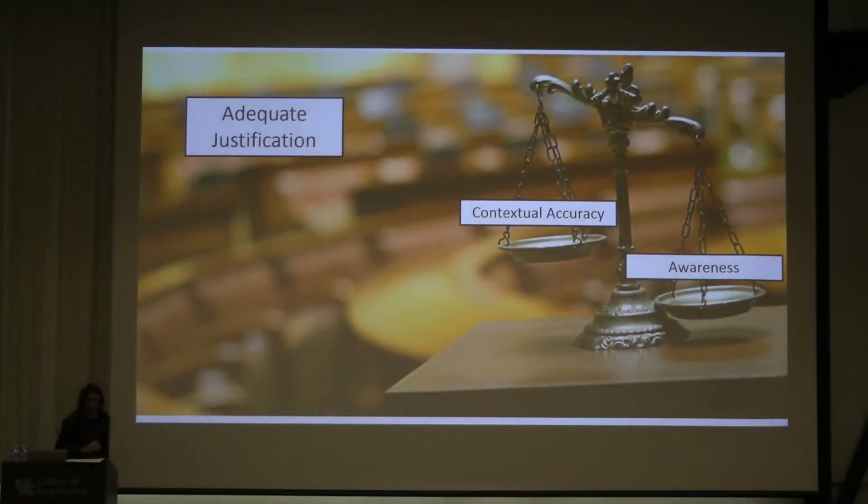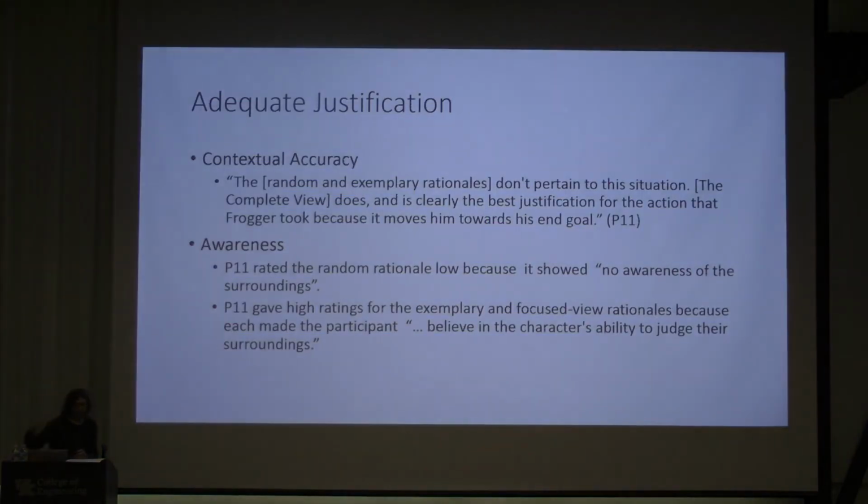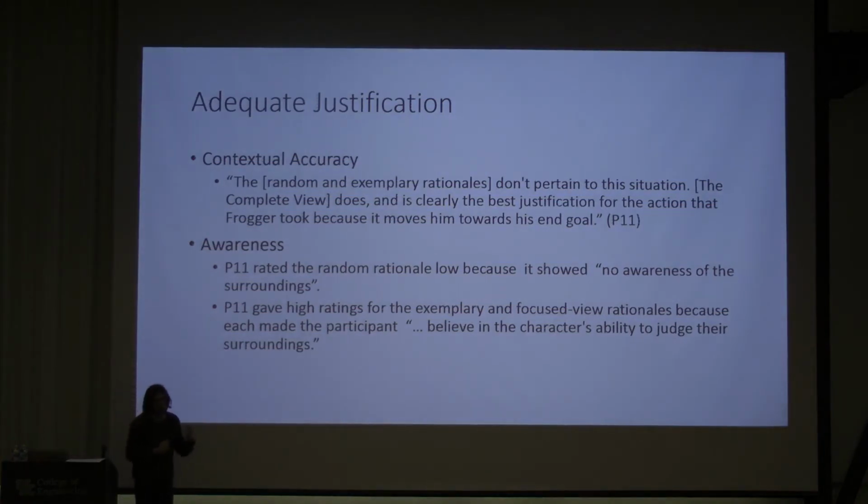So the things that influenced whether or not people felt that the justification was adequate were contextual accuracy and awareness. At a high level, what we're looking at there is people want to see if the explanation makes it seem that your agent is aware of its surroundings, what's going on around it. Under awareness, participant 11 rated the random rationale low because it showed no awareness of its surroundings. So by increasing that, you increase people's view that this is an adequate justification.